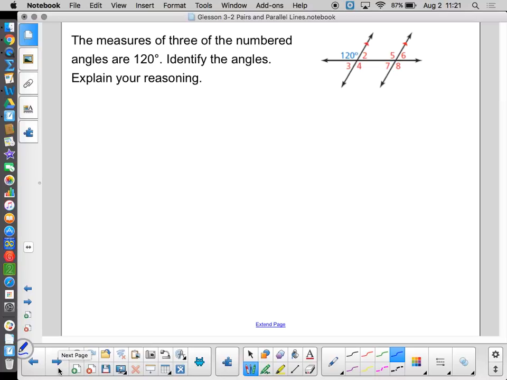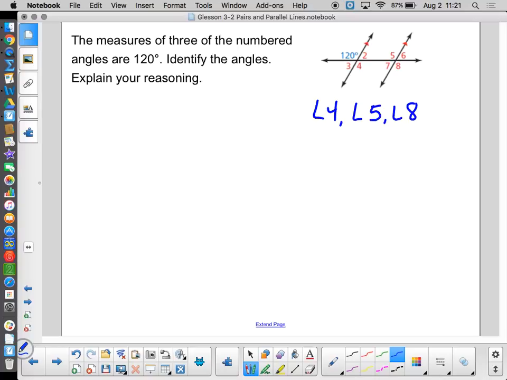Here it says, what other angles have to be 120 degrees? Well, all the obtuse ones, right? We don't even need to know the angle pair names to figure this out. All the obtuse ones do. So that would be angle 4, angle 5, and angle 8 are all my obtuse angles. Those would be the ones that have to be 120.